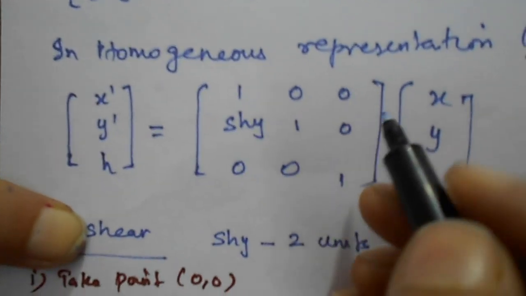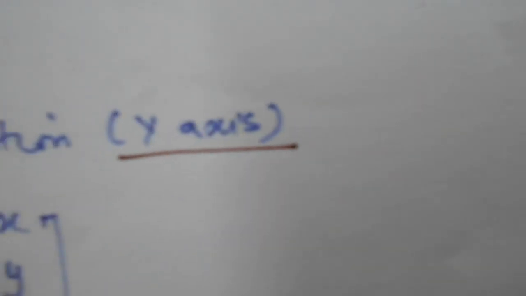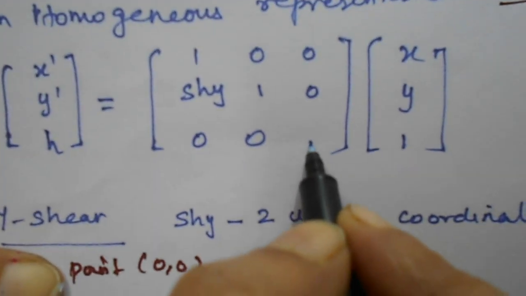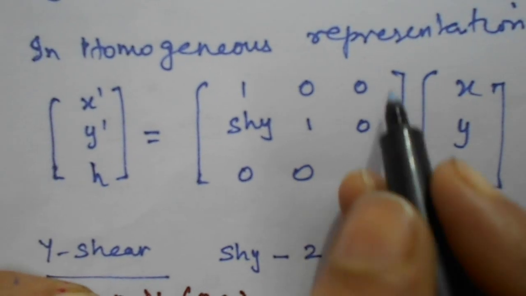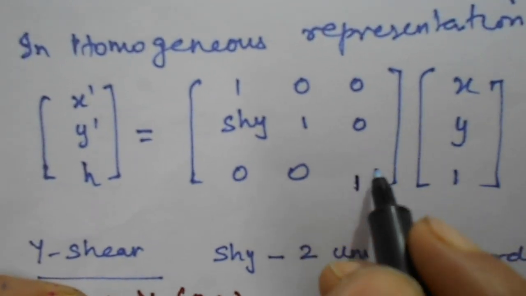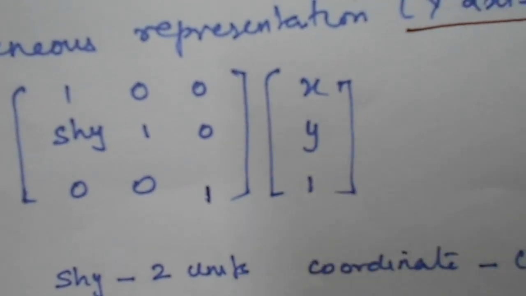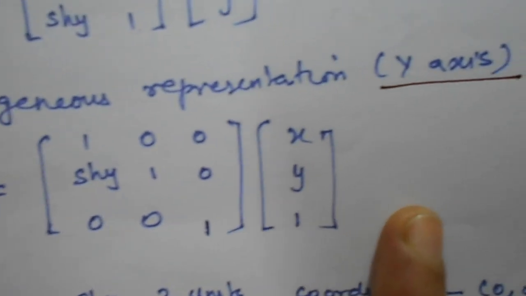In the homogeneous coordinates representation with respect to the y axis, we write the whole matrix form as it is. Along with that we are going to add one dimension. So 1 we will write here, and the remaining entries we fill with zeros. Now x, y, 1. So this is the homogeneous coordinate representation for the y axis.